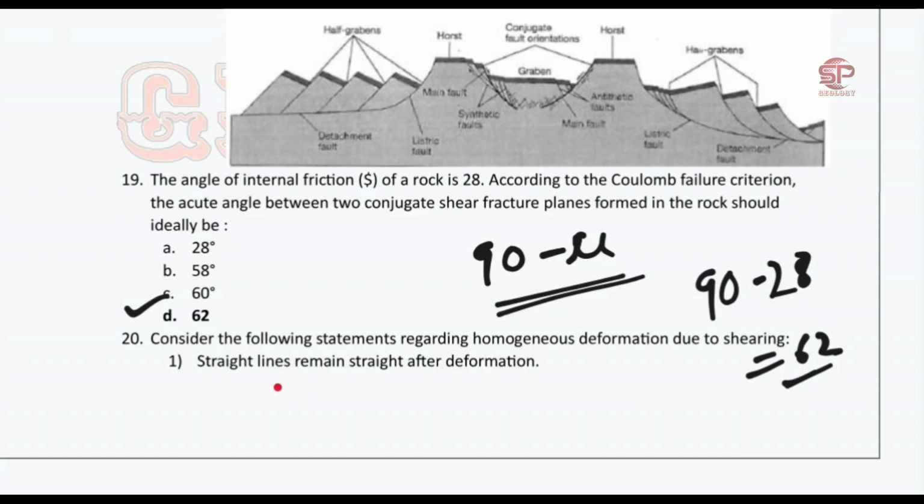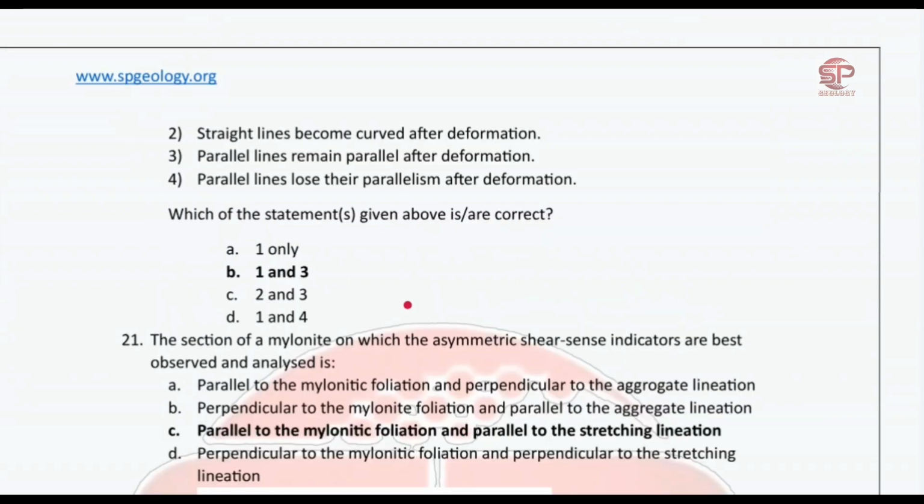We also consider the following statements regarding homogeneous deformation. In case of homogeneous deformation, a straight line remains a straight line and a parallel line remains parallel. And in heterogeneous deformation, they will change. So this will be correct. A straight line remains a straight line after deformation. Then your parallel lines remain parallel after deformation. So option 1 and 3, that is D.